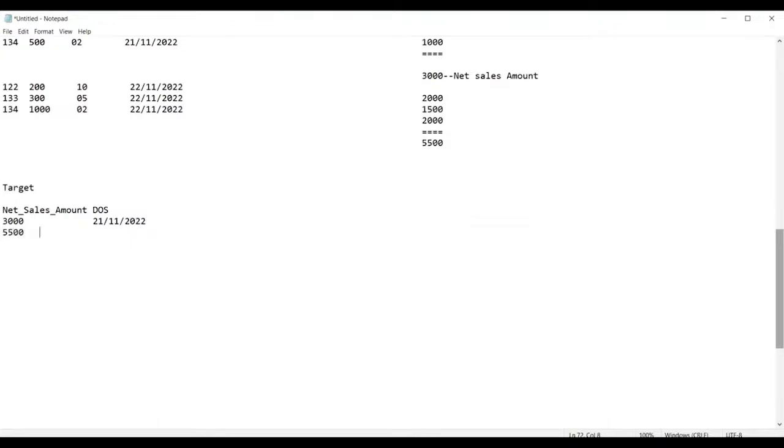5500, and it is on 22nd/11/2022. Now, guys, this particular thing is called the output.